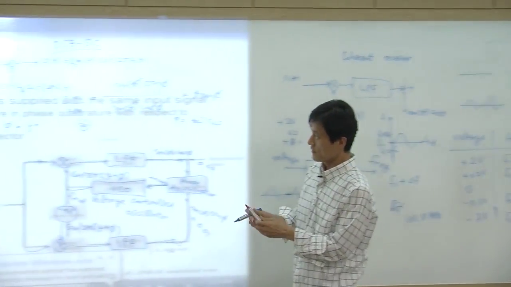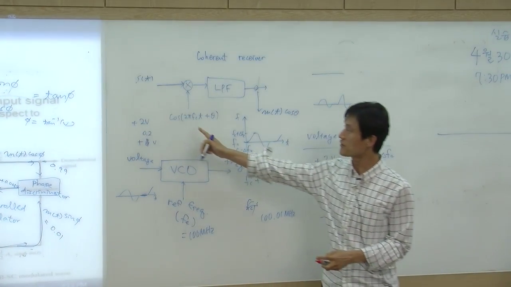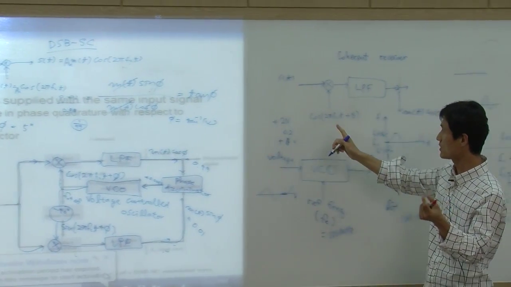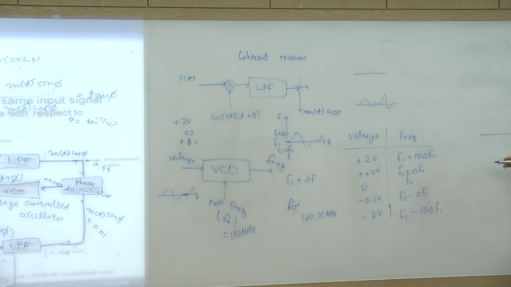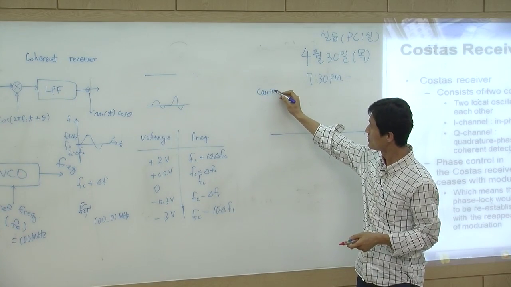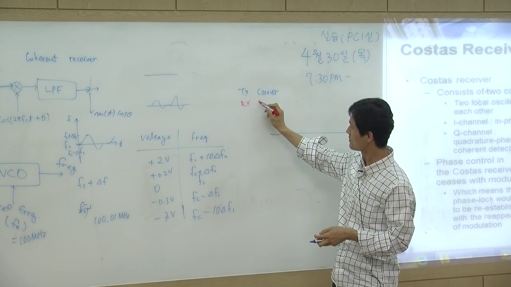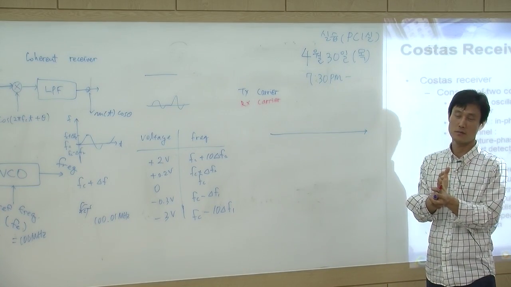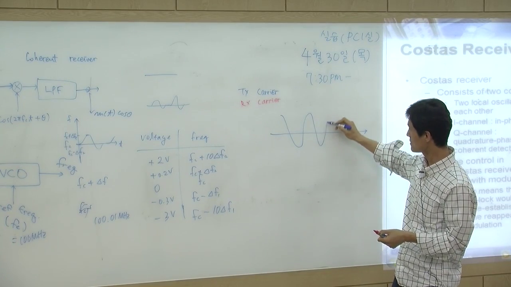This 5-degree phase difference basically means that the carrier frequency used in the transmitter and the carrier frequency used at the receiver have a different phase, right? This blue one is the TX carrier, let's say, and the red one is the RX carrier. If both are exactly matched, meaning coherent, in that case, the TX carrier looks like this.